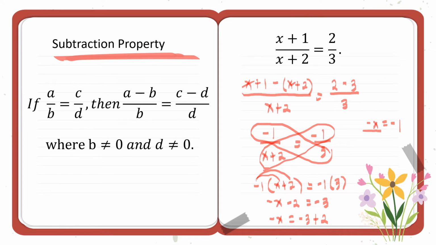So dividing both sides by negative 1 to solve for x, we get x equals negative 1 divided by negative 1 is positive 1. So to check, 1 plus 1 is 2, 1 plus 1 is 2, 1 plus 2 is 3.